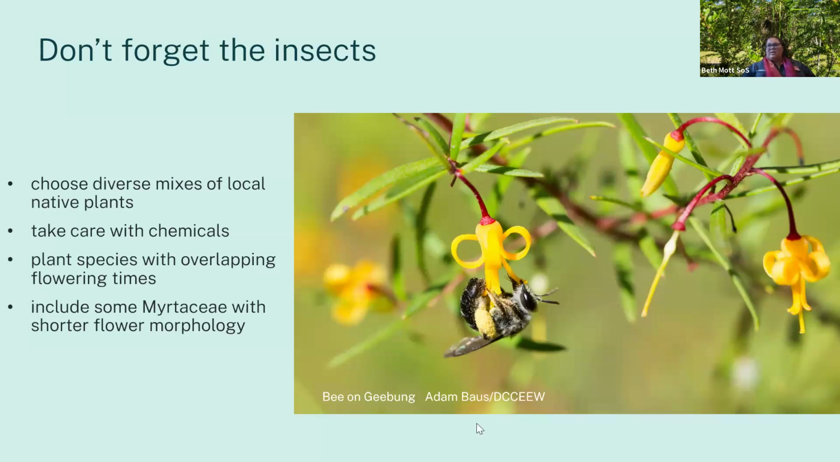And I guess one of the things particularly about native bees is that we know they're incredibly important as pollinators, but they tend to have very short tongues compared to our European bees. So think about planting some of those flowers with shorter flower morphology, and the Myrtaceae species are the ones that will provide really great fodder for our native bees.